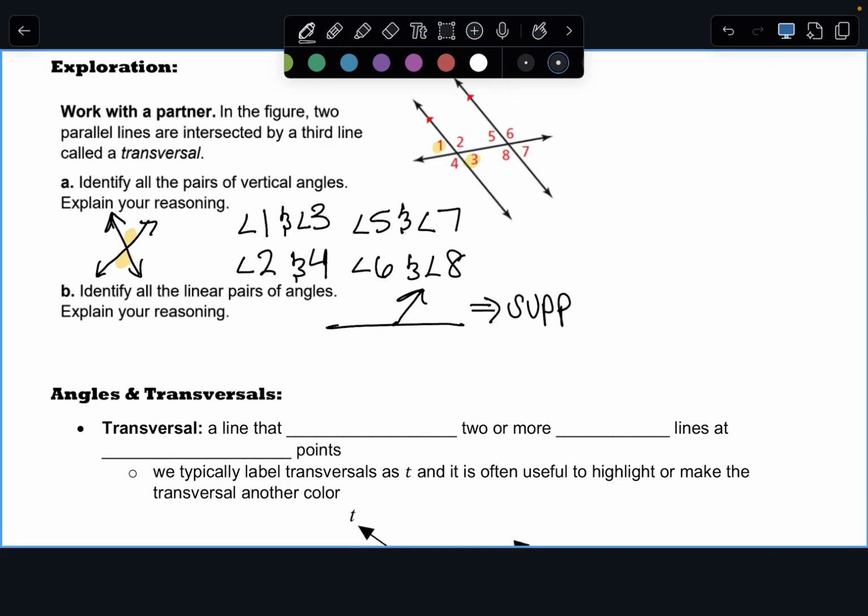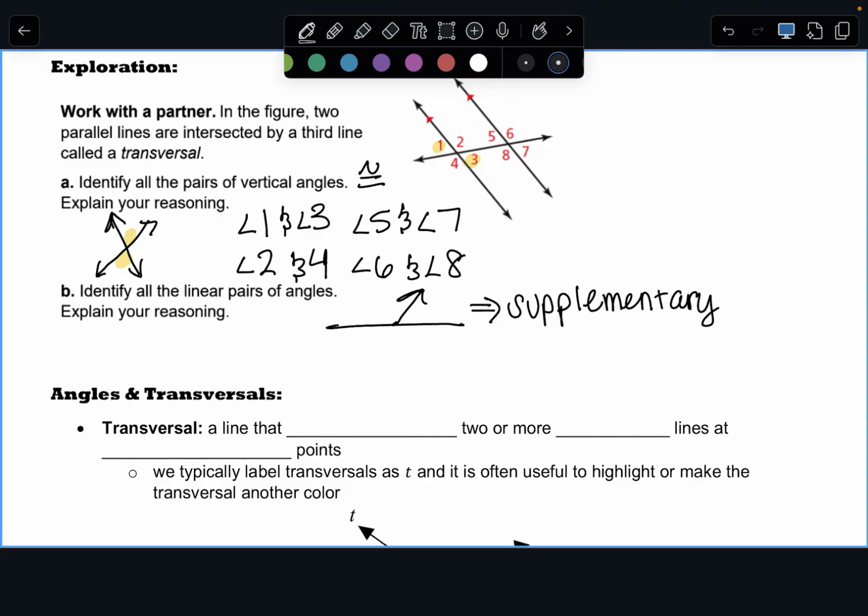So again, these are two things that are going to stay in this chapter as well. We need to know what linear pairs are, that's these two angles, and that they're supplementary. We need to know what vertical angles are, and if we remember, vertical angles are congruent. That's going to be a big thing today, is vertical angles being congruent.